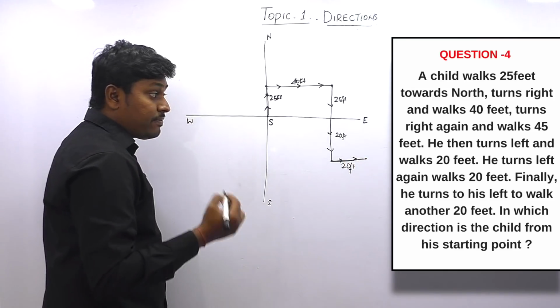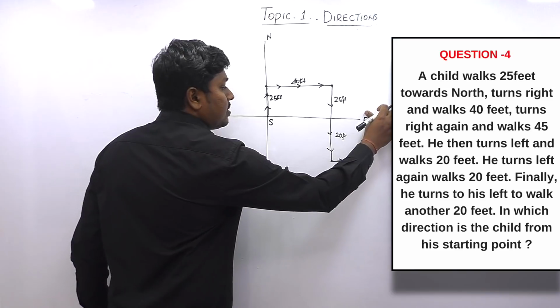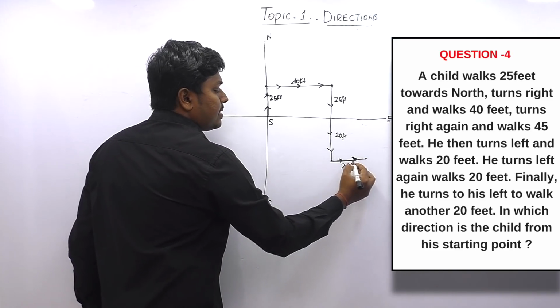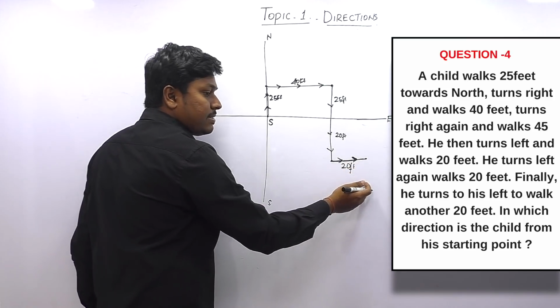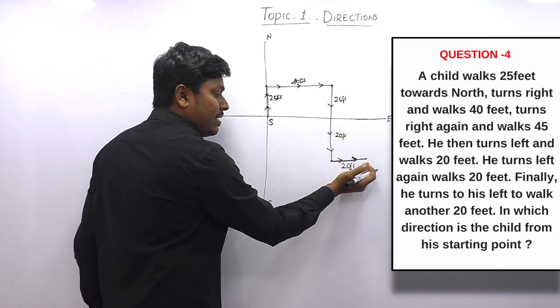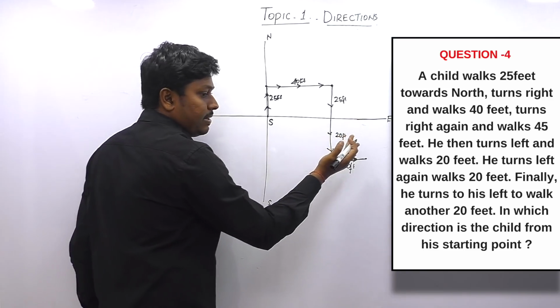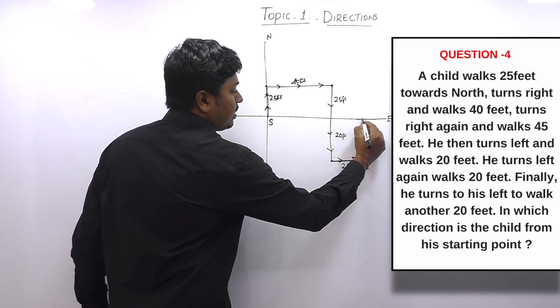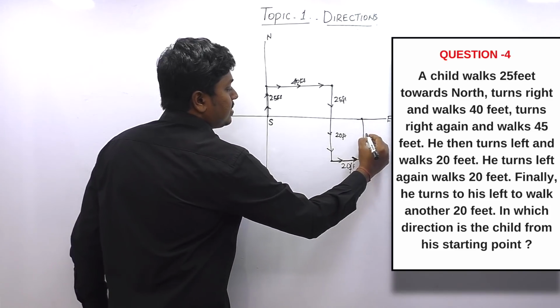Then he turns left again and walks 20 feet. So he is taking left again. So if the child is walking in this direction, right will be this side and left will be this side. So after reaching this point, the child is taking a left turn and walking 20 feet. We already know that this parallel line is also 20 feet. So the child will be exactly at this point.